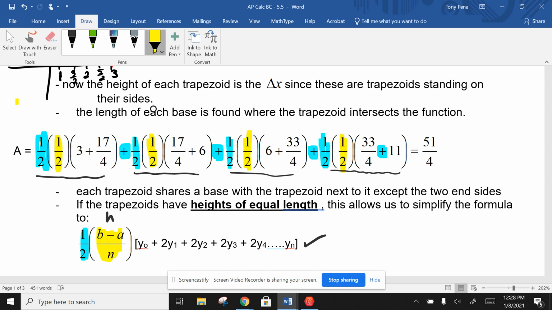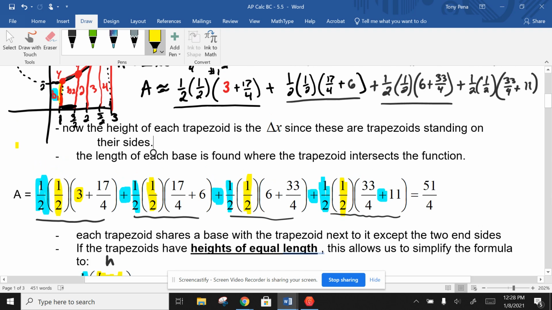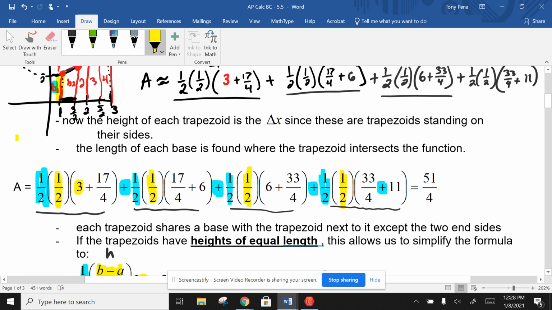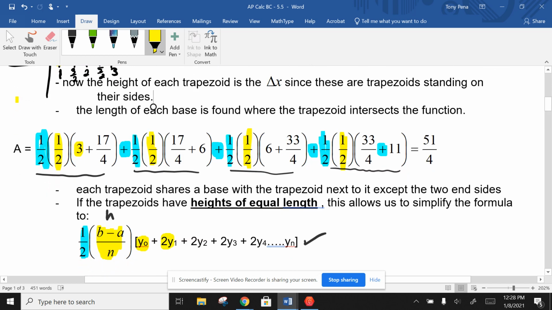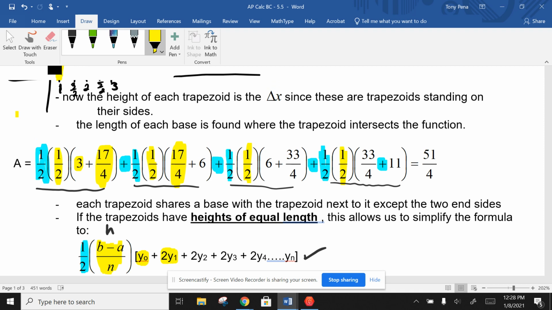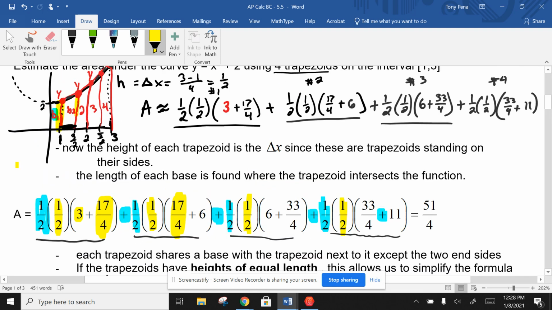And then now notice the little pattern here. Whatever our first base was, this 3, that's only going to go in the one time. The initial base is only used once. So that's this guy up here. Notice how he is not shared between different trapezoids. But if we go to this second one, notice how we have a 17 fourths here and a 17 fourths here. So we would just double whatever that second base was going to be. And that is because this second base is shared between trapezoid 1 and then trapezoid number 2.